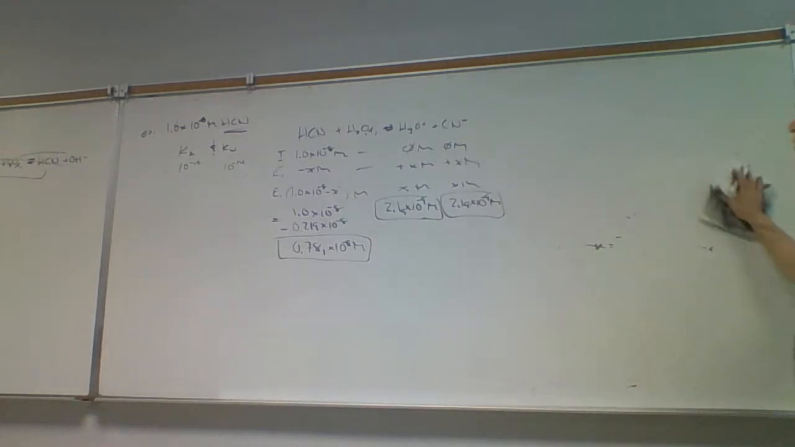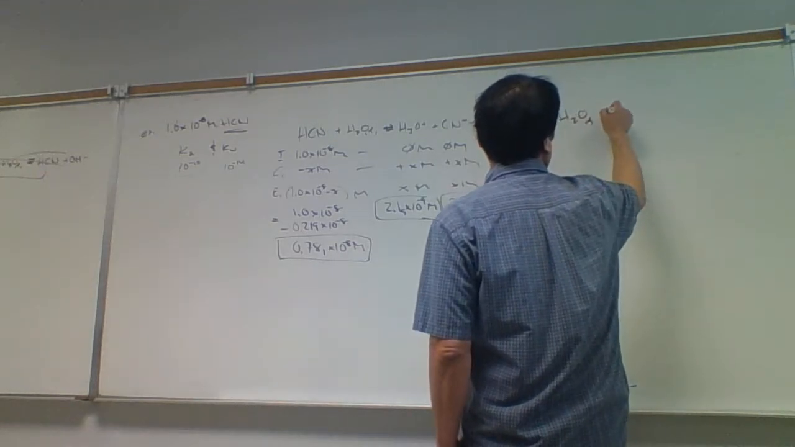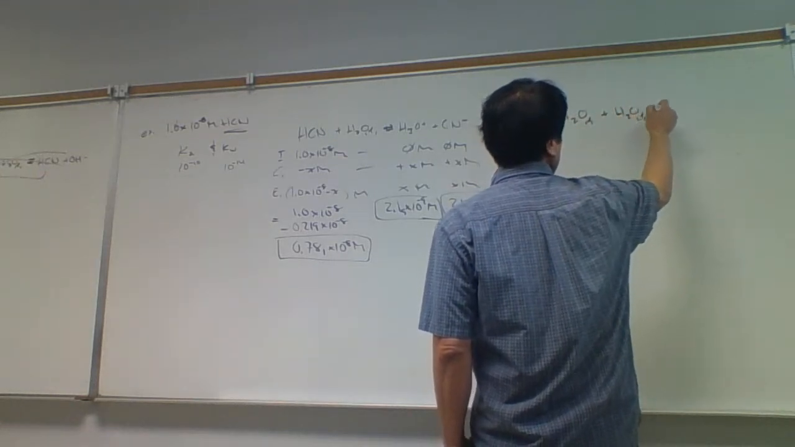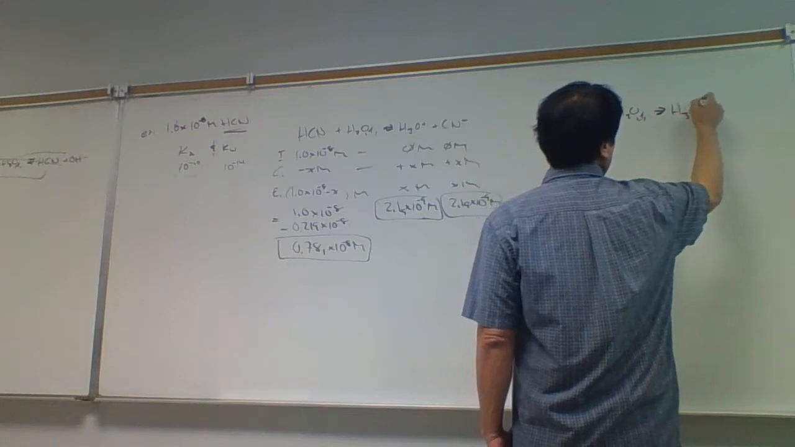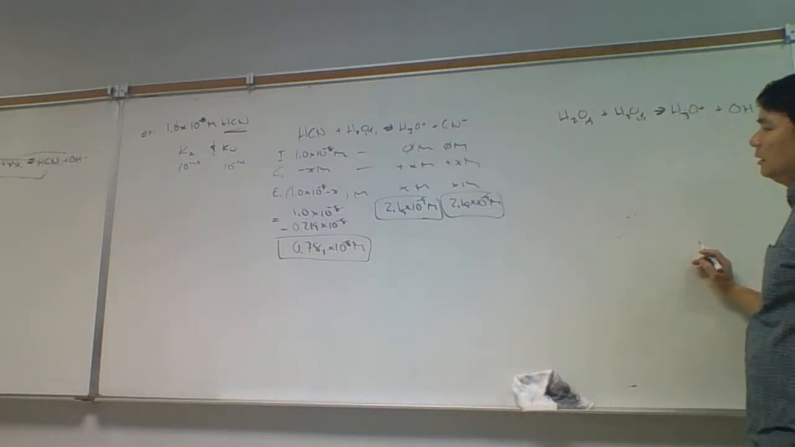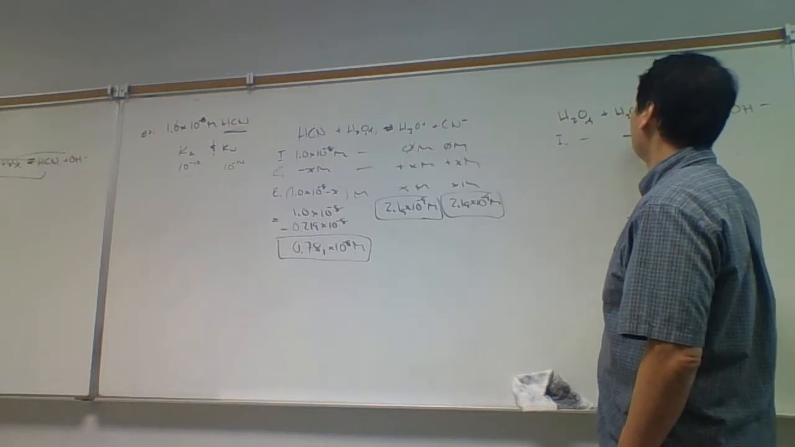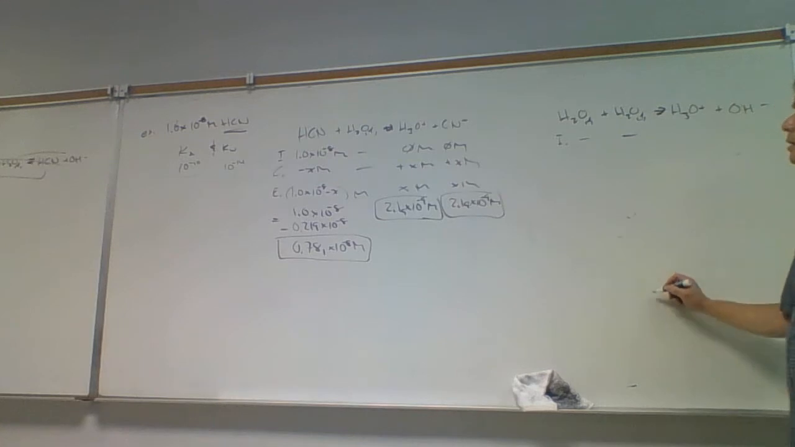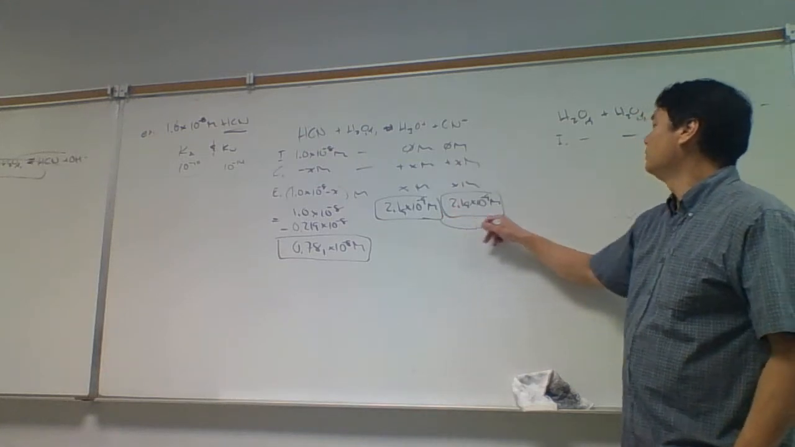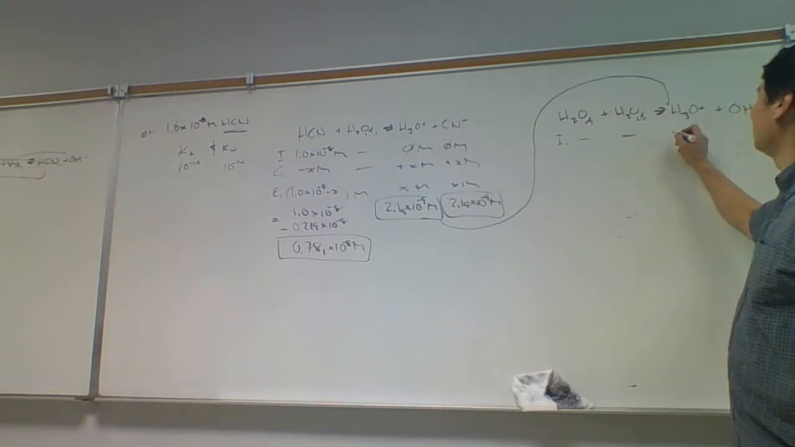Water can produce hydronium by autoionization, and hydroxide. Normally water produces 1 times 10 to the minus 7 molar, but it's not in this case. It's not going to produce 1 times 10 to the minus 7 molar hydronium because of the presence of some initial.